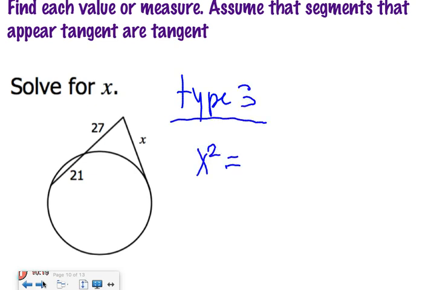Okay, will you guys set up the rest of this one for me? X squared equals what? Times what? 1,740. Yep. 96.